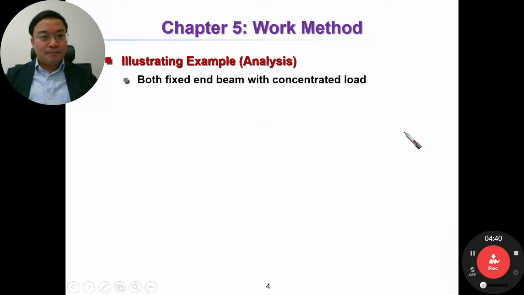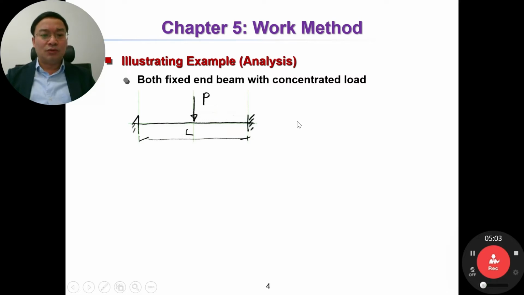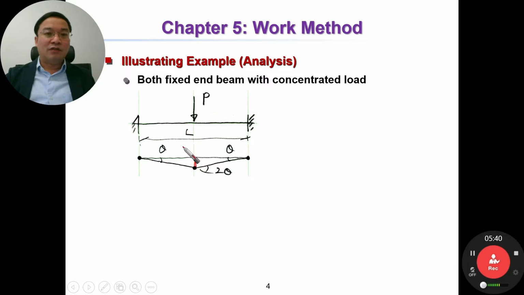Let me give you an example to illustrate the application of work method with analysis problem. Let's consider a fixed-fixed beam with concentrated load. As you can see here, it is a very simple example to remind you of a simple application of work method. This is the assumed mechanism. We assume mechanism at both ends and at the middle. Then with this mechanism, we have the displacement set: theta, theta, and this angle is 2 theta. And this displacement is L over 2 multiplied by theta. Half of L multiplied by theta.